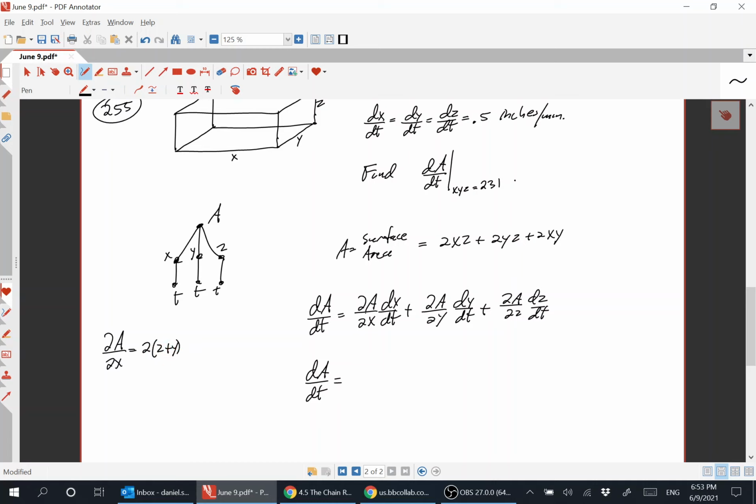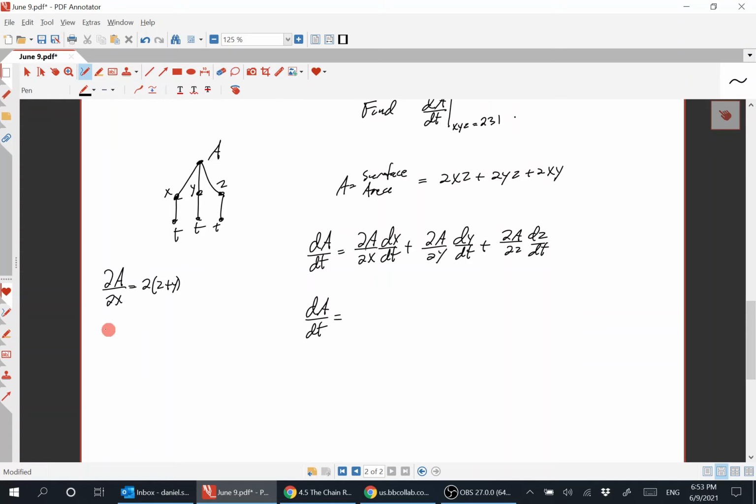Right? X is the variable, z and y are constants. So that's a constant that goes away. This one just gives you 2z, this one just gives you 2y. So dA/dx is 2z plus y. Partial A partial y is 2x plus z. So let's call this y plus z. Do them in alphabetical order. And partial A partial z is 2x plus y.